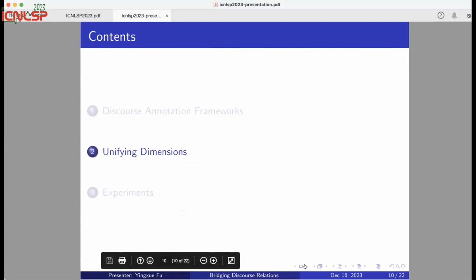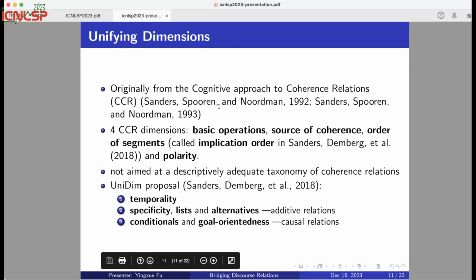Okay, let's look at those unifying dimensions we use in the experiments. Those unifying dimensions are originally from the cognitive approach to coherence relations, but later more dimensions were added to express more relations. Those original CCR dimensions include basic operations, source of coherence, order of segments, which is called implication order later, and polarity. We'll have a look at the meaning of these dimensions later.